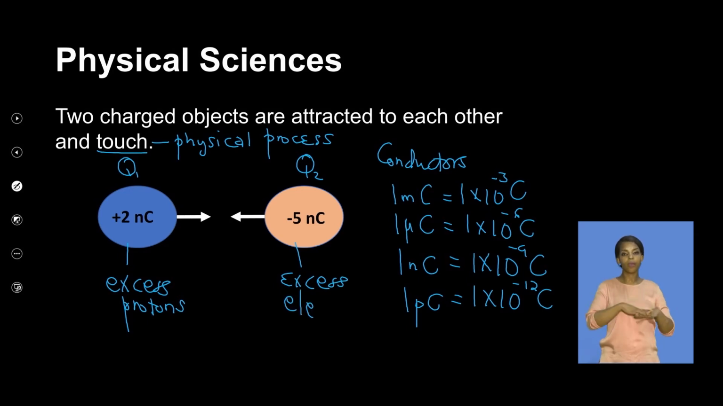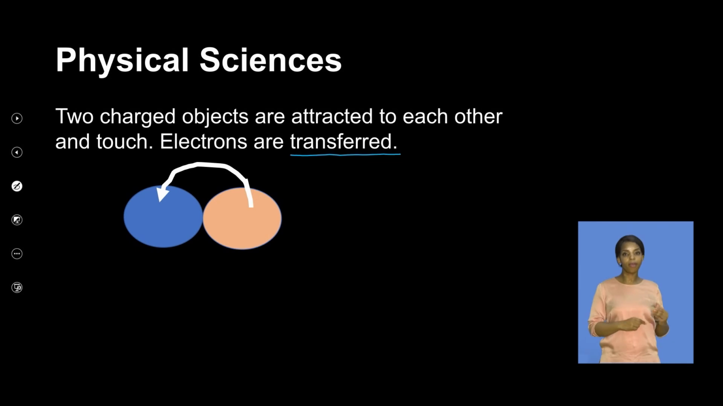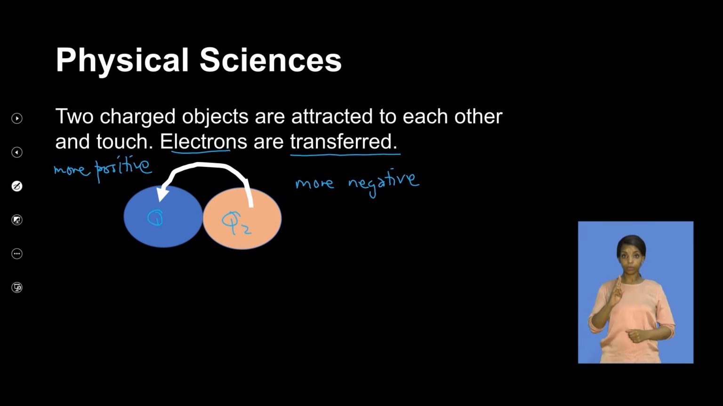So meaning that for Q2, there are more electrons than protons, right? Okay, having said that, the Q2 is more negative, while Q1 is more positive. So if the transfer of electrons occurs, it is actually from Q2 to Q1, right? This is what we mean when we say electrons are transferred.